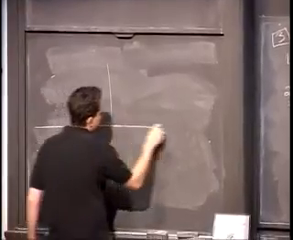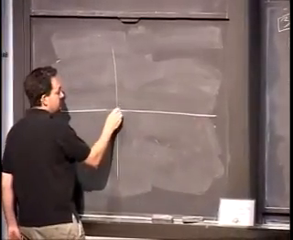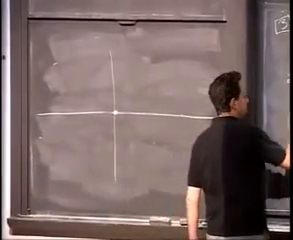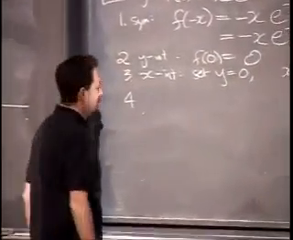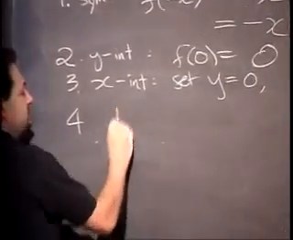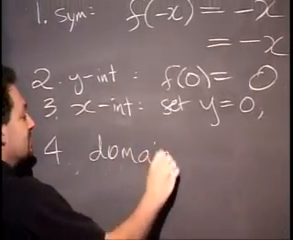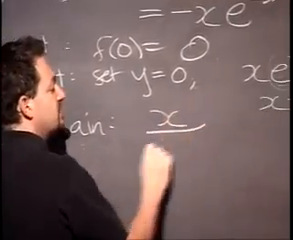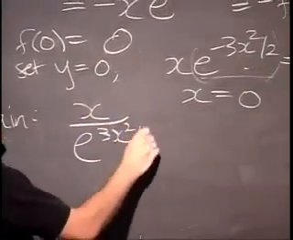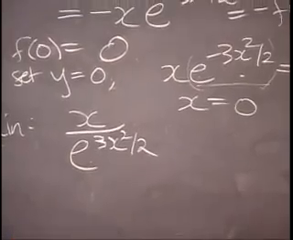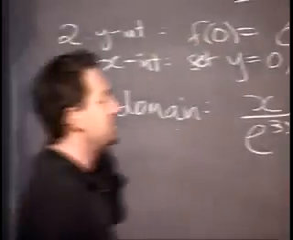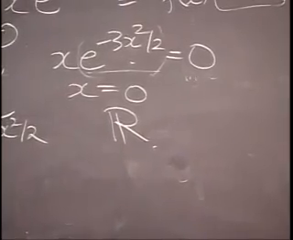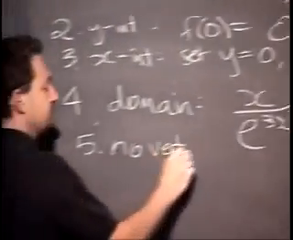So far, we know that it's odd, and we know that the only x or y intercept is at 0. Okay, that's not very much to go on yet. Step 4, the domain. Again, there's no problem. Even if you write f of x as x over e to the 3x squared over 2, it doesn't matter. The denominator is never 0. Again, exponentials are always positive. There's no problem spots, so it's all of R, and by the same rationale, no vertical asymptotes either.